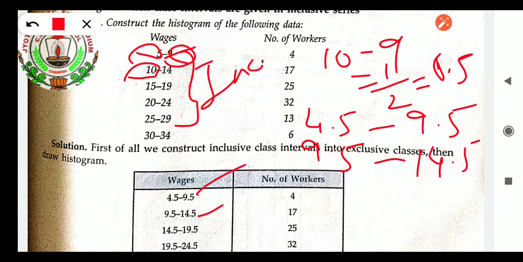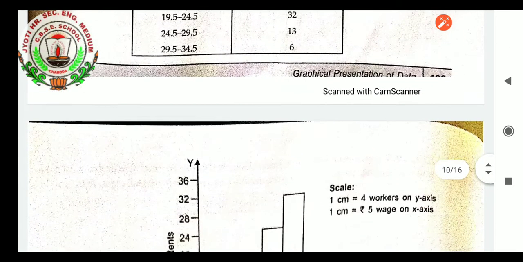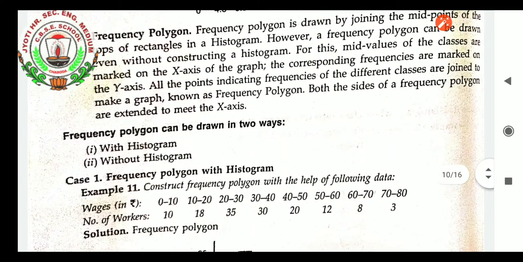So you can see this class interval has been created. After creating, you can construct the histogram as the earlier one. So these are the ways of histogram creation.